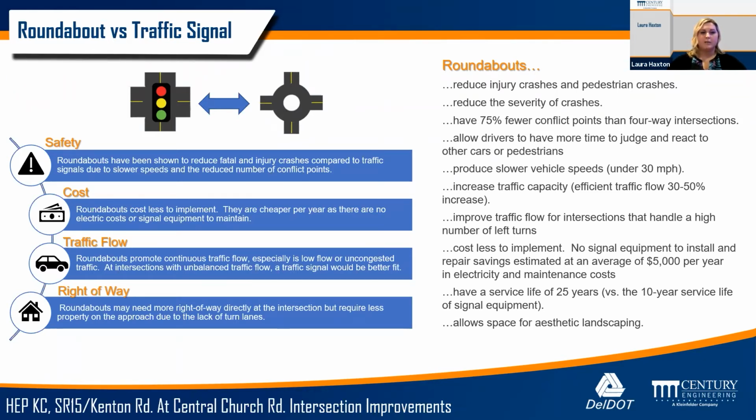Traffic flow in a roundabout, we are promoting continuous traffic flow. Vehicles do not have to stop and wait at a red light. So there's not that stop and go traffic pattern. We are allowing for a smoother traffic operation. And then right of way, although roundabouts do need more right of way right at the intersection, the approach legs do not need as much because we don't have to develop those right and left turn lanes. So because of all these reasons, at this intersection it was determined that a roundabout would be the safer option to fulfill the project goals.